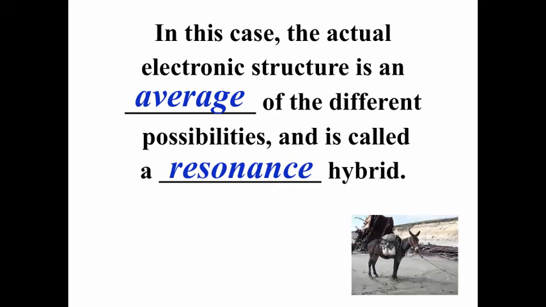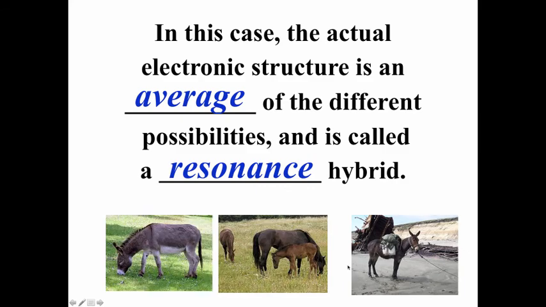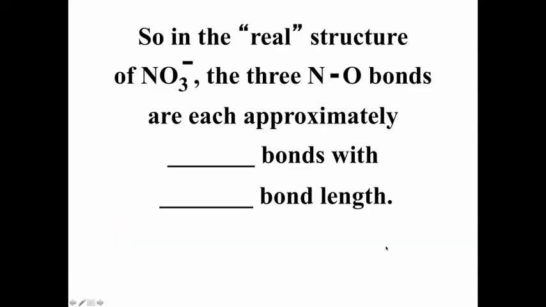This is kind of a hard thing to wrap your head around sometimes, but it's something like the following, if we can make a kind of simplistic analogy. A donkey is something like a combination of a horse and a mule. So if you crossbreed a horse and a mule, you get a donkey, and the donkey is something like half horse and half mule. It's not alternating between horse and mule. It's an average of those two, and that's the same when we have a resonance hybrid molecule.